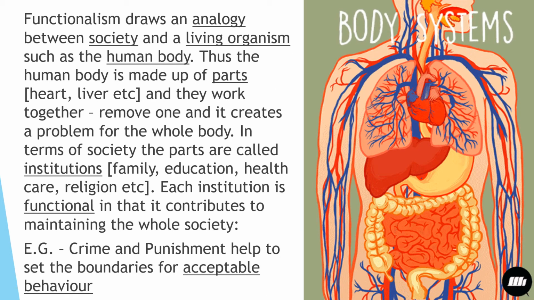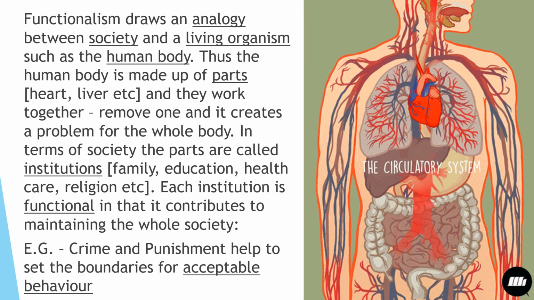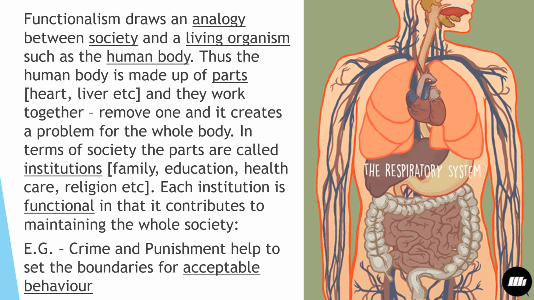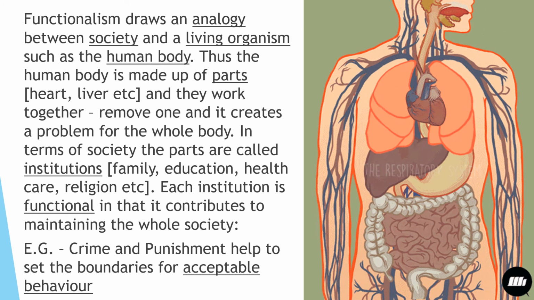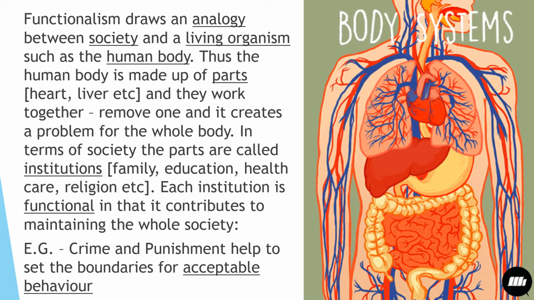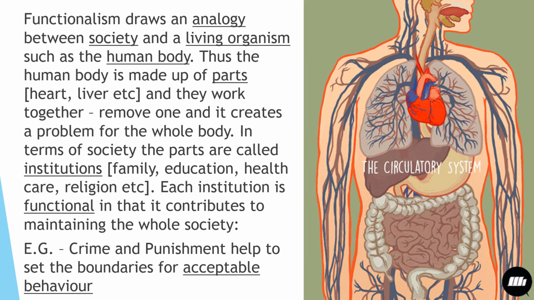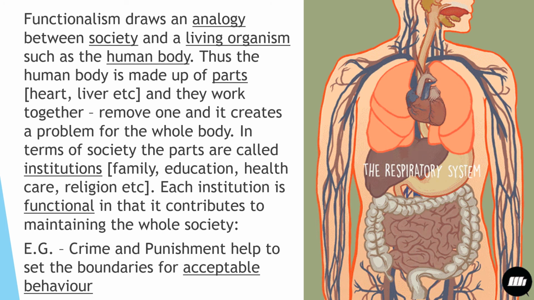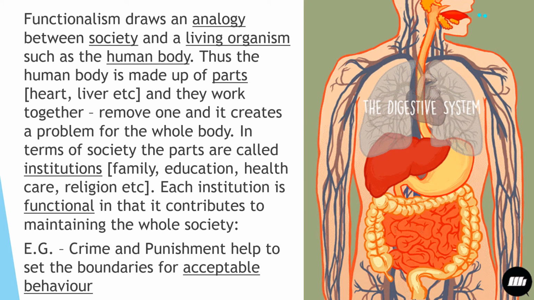So this is the gap fill in your pack, and it just explains the functionalist perspective on society. As we said, functionalism draws an analogy between society and the living organism, and compares society to the human body, which is made up of parts that work together. This obviously mirrors the idea of institutions like family, education, healthcare, religion, all performing a separate job but working together for the greater good of society, just like the organs perform a separate job but work for the greater good of keeping the body alive. So each institution has a function, and that maintains the whole.